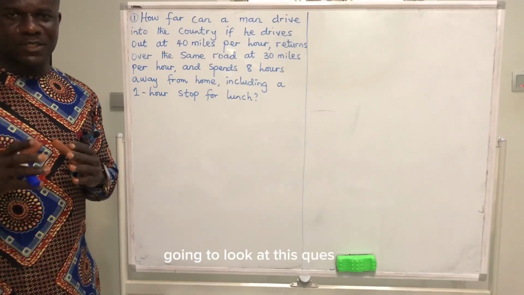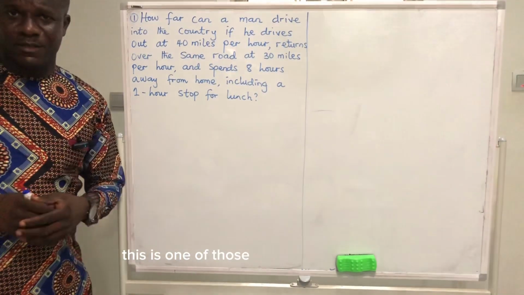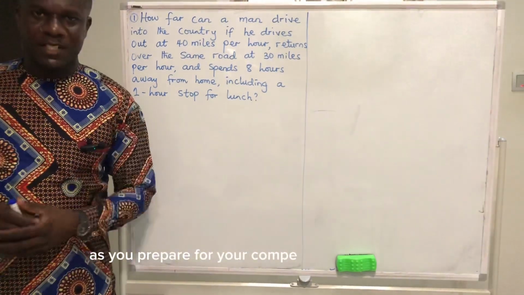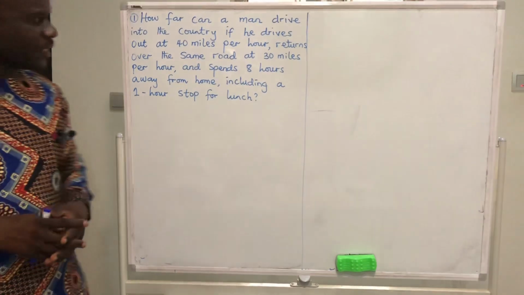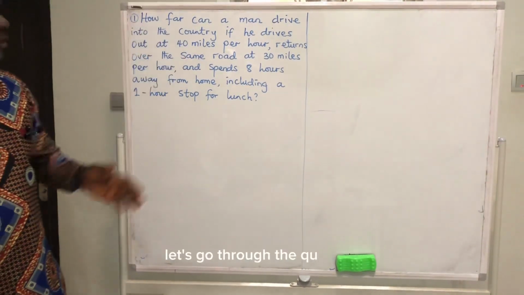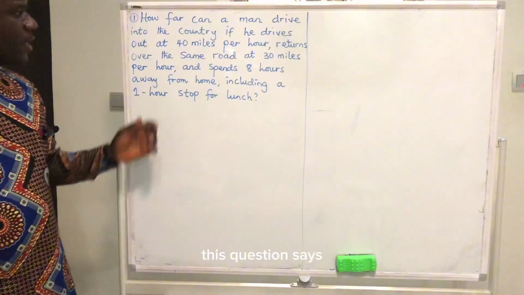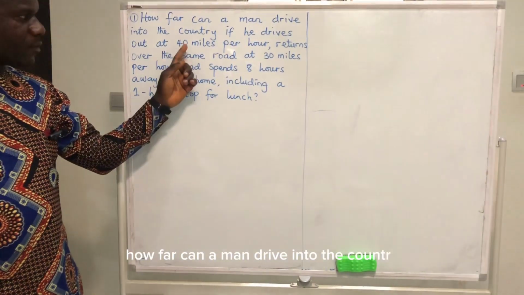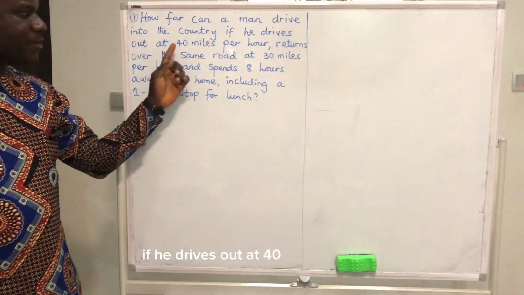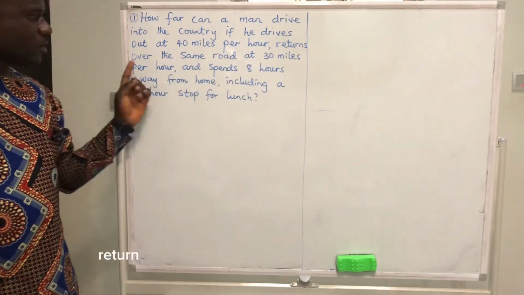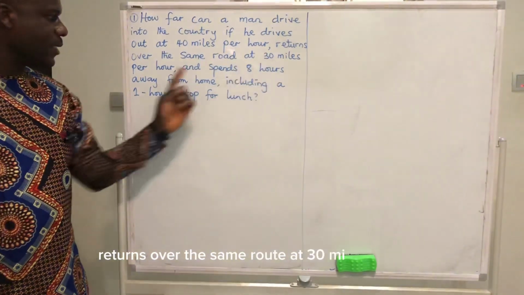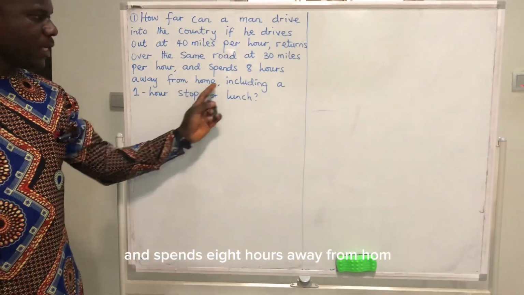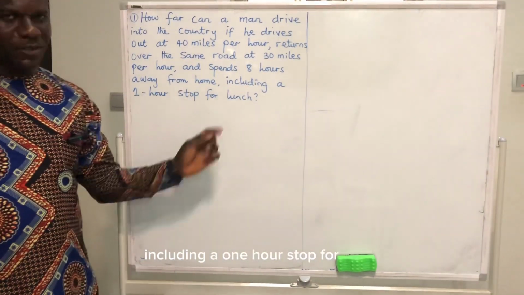Going to look at this question. This is one of those challenging questions you can come across in mathematics as you prepare for your competitive entrance exam. Let's go through the question. It says, how far can a man drive into the country if he drives out at 40 miles per hour, returns over the same road at 30 miles per hour, and spends 8 hours away from home, including a 1 hour stop for lunch?